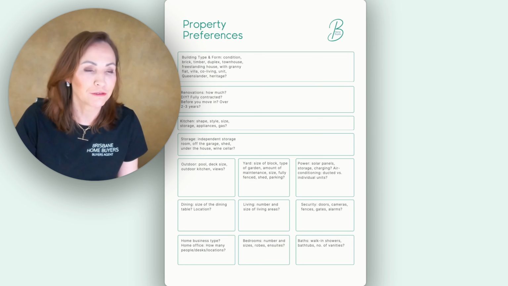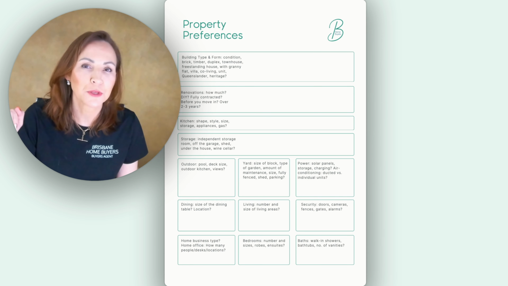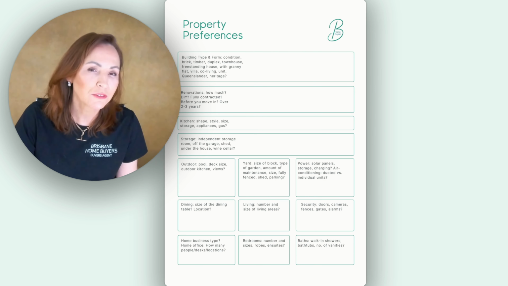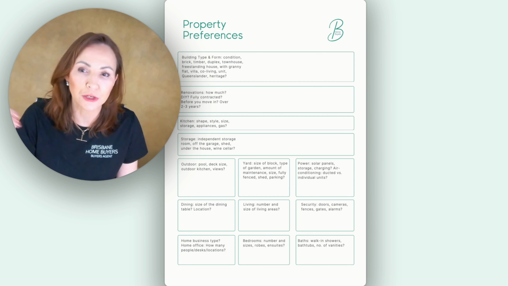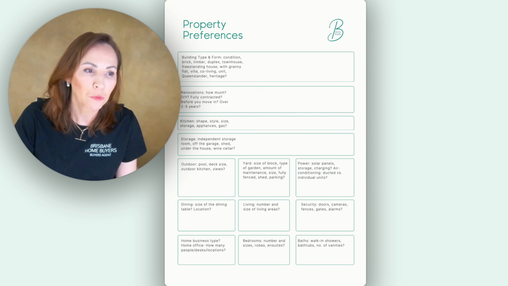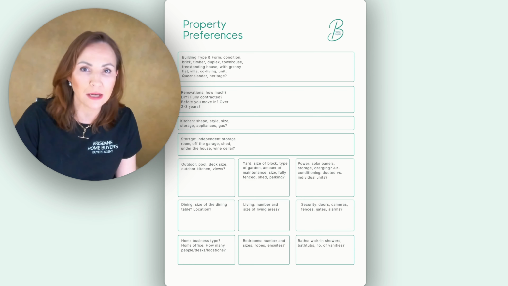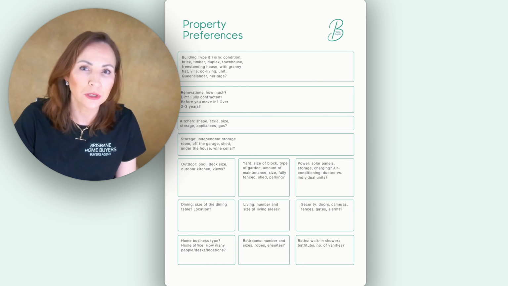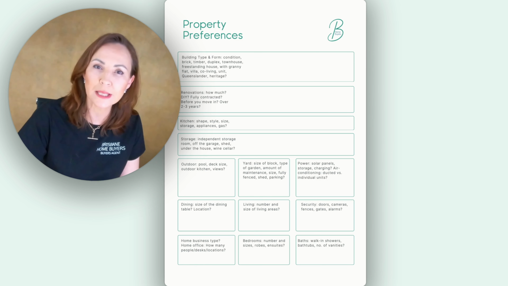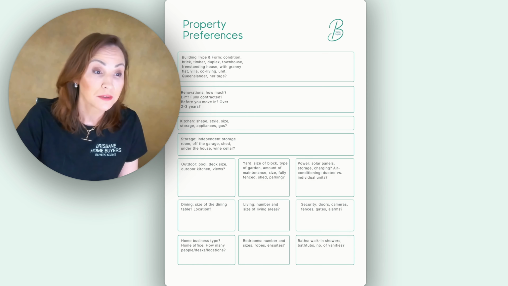Next, property preferences. What's the building type that you love? What kind of condition does that building need to be in? Are you happy to buy a fixer-upper? Do you want something that's brand new or less than 10 years old? What about something that's more of a heritage style, or do you need a granny flat? Are you happy to live in a unit? Are you in love with the Queenslander style of homes?